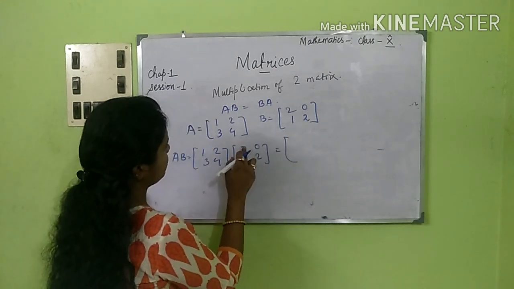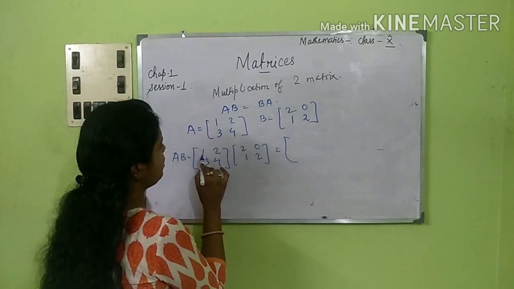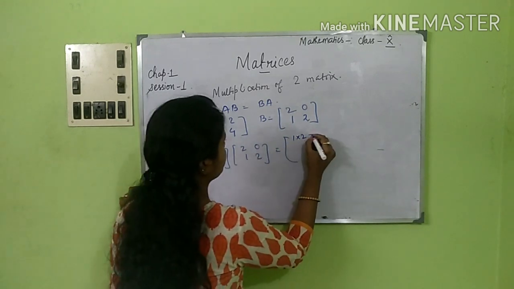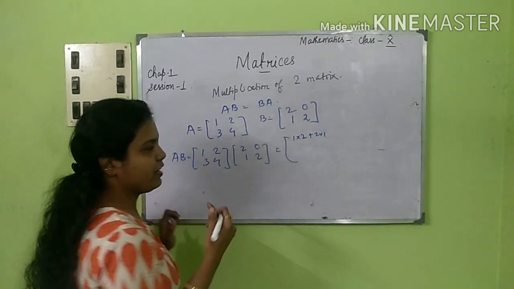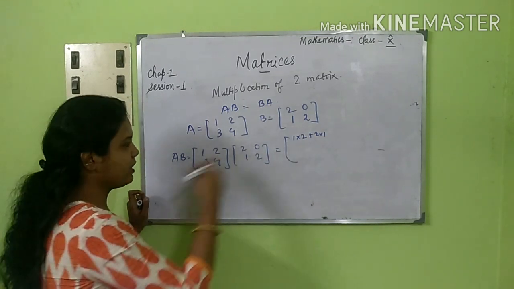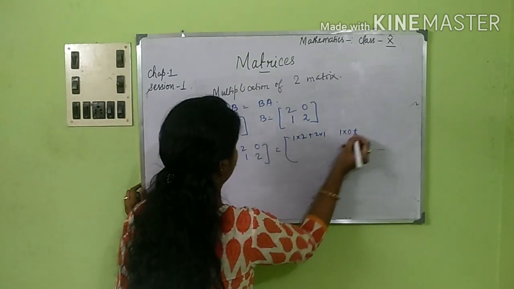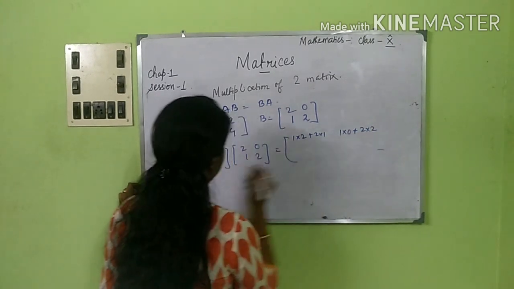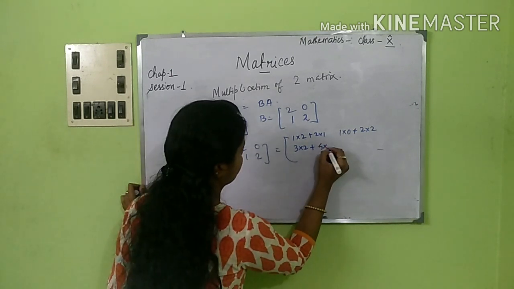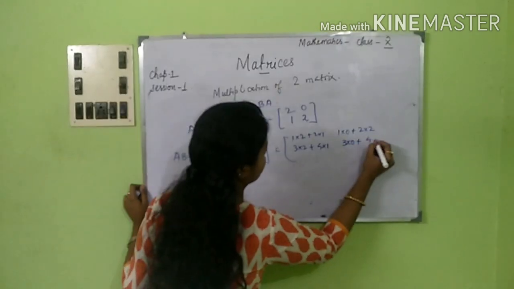So we know 1 into 2. It is up to you whether you can understand or not. I can do it directly. 1 into 2 plus 2 into 1. Still I'll write it for you. Those who are already practicing, please do it in that way. You can either finish it up in this or you can directly do it without making a mistake, obviously. 1 into 0 plus 2 into 2. Next, 3 into 2 plus 4 into 1. Next, 3 into 0 plus 4 into 2.